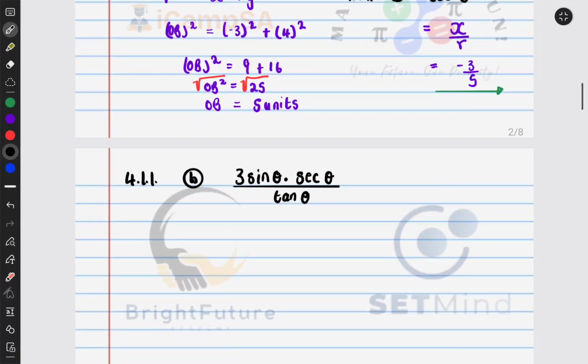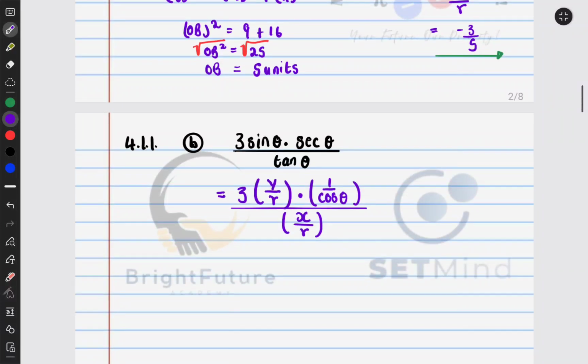Okay, so we come here, say it's equal to, what is the ratio of sine theta? Sine theta is opposite over the hypotenuse. So sine theta is y over r, and then we have sec theta. Sec theta is the reciprocal of what? Of cos theta. Therefore sec theta is 1 over cos theta divided by tan theta. What is tan theta? Tan theta is opposite, which is y, over adjacent, which is x.